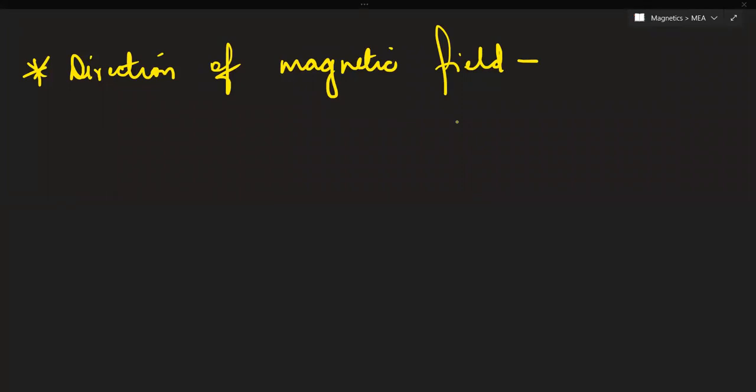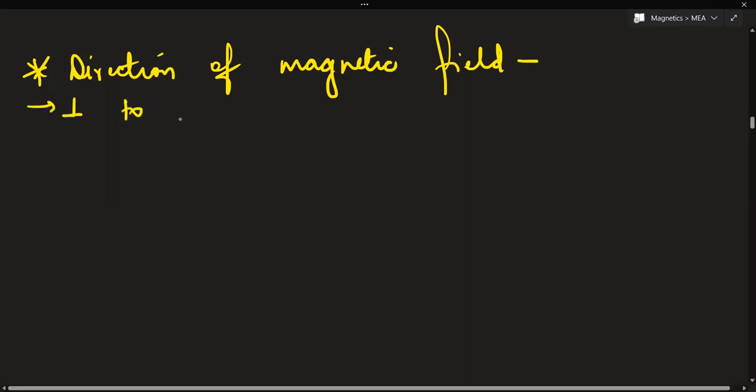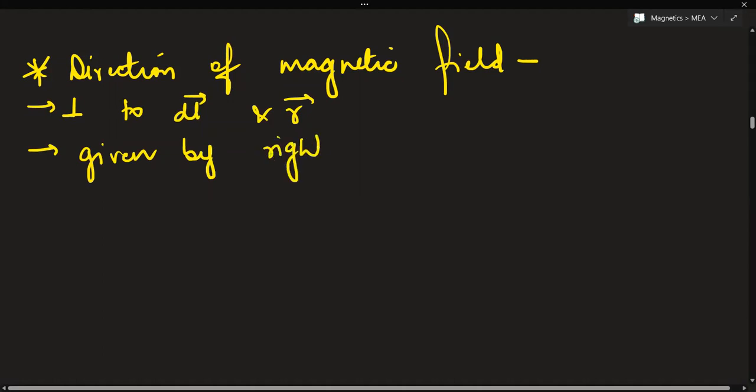So direction of magnetic field, remember, is perpendicular to dl and r. Remember, dl is the current element, r is the position vector, and this is given by many rules, but we'll study the right hand thumb rule. Palm rule is also there. Various rules are there. It's just that at the end we get confused if you have so many rules.